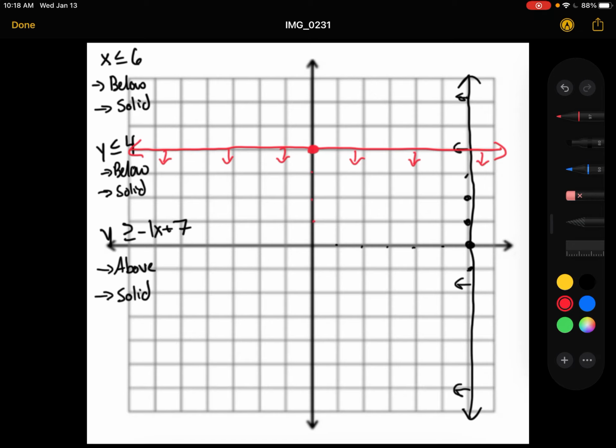All right, our last one is an actual equation here. So we'll start off with this. It starts off at 7 is our b value. So 1, 2, 3, 4, 5, 6, 7. And then it goes down by 1 and over by 1. So down 1 over 1, down 1 over 1, and so on. Nice negative slope for us here. Again, another solid line, except this time we're shading above.